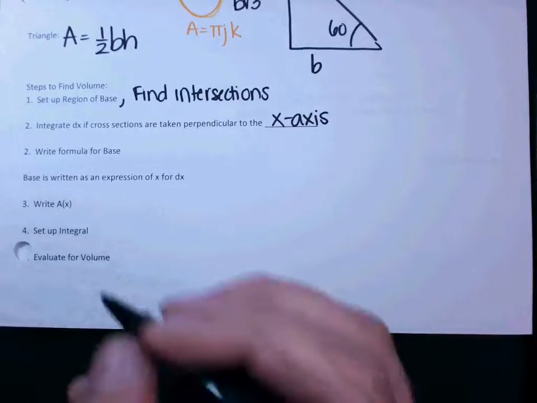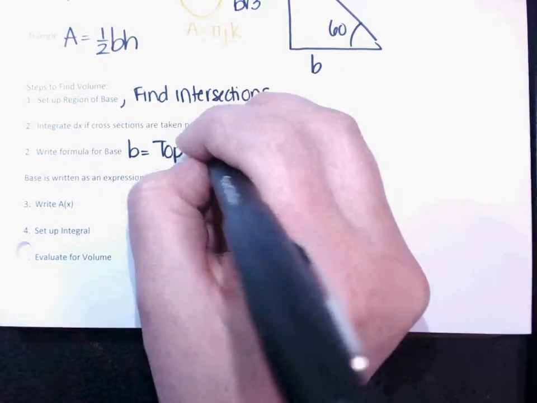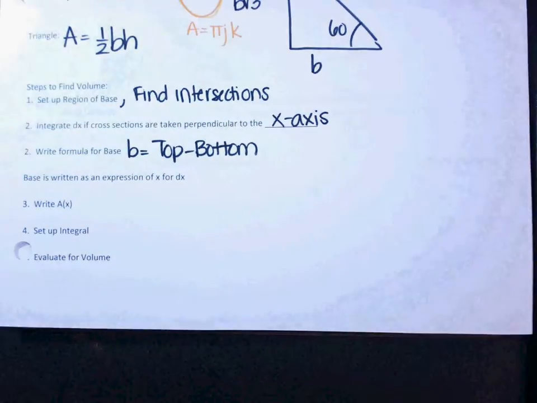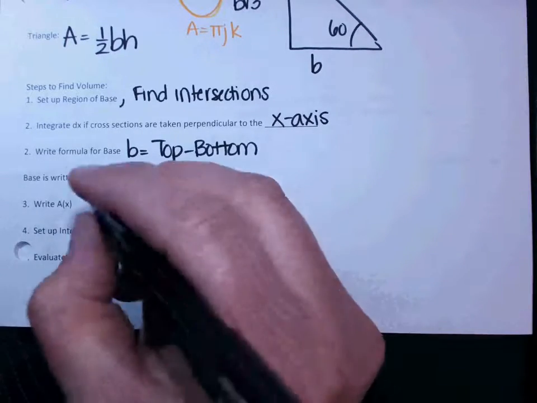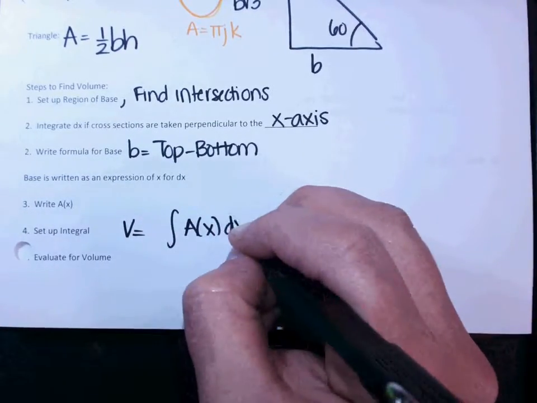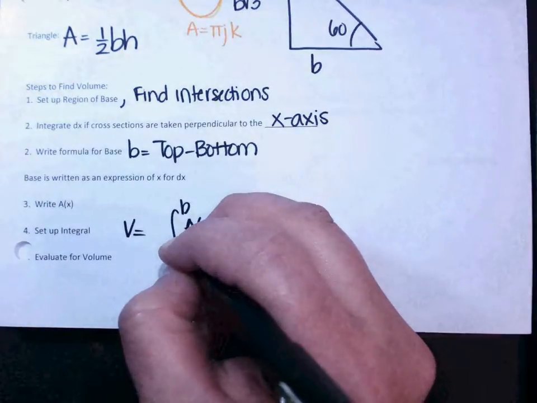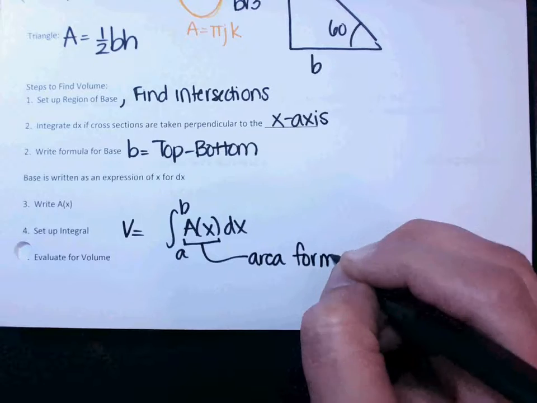You're going to write the formula for the base. It's always going to be the top minus the bottom. That should also look familiar. That's how you find the area of a sandwich, right? You do top minus bottom. And then you are going to write your base formula as an expression of x. We'll talk about that in a second. Number 3, you're going to write your area function. And then your integral is going to be the integral of A of x dx from a to b, where that chunk right there is your area formula.